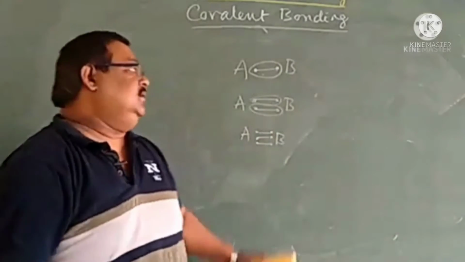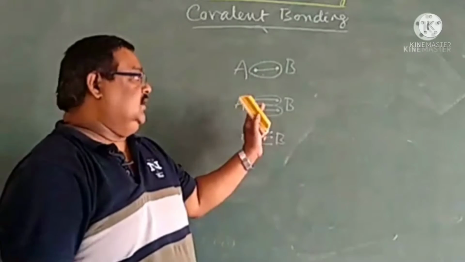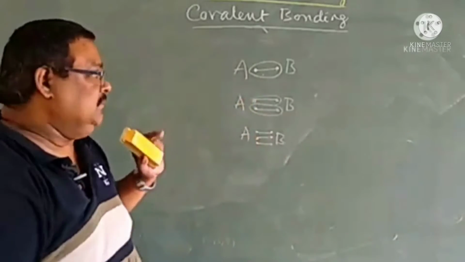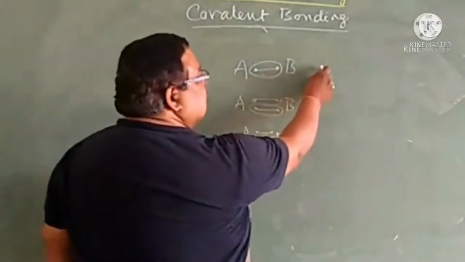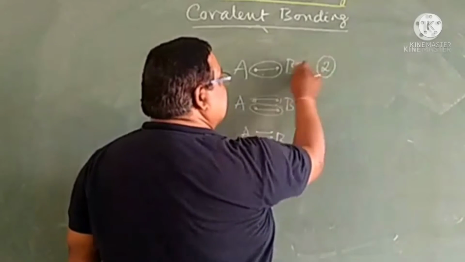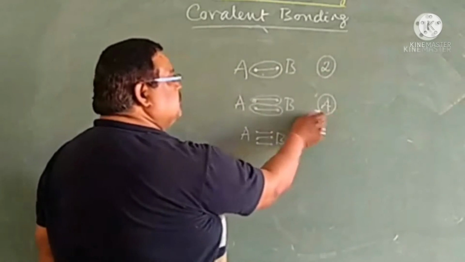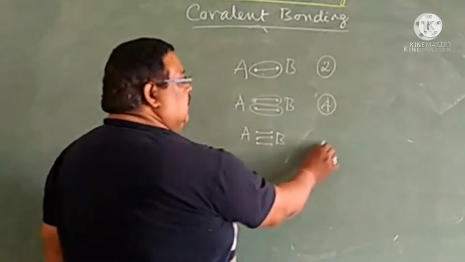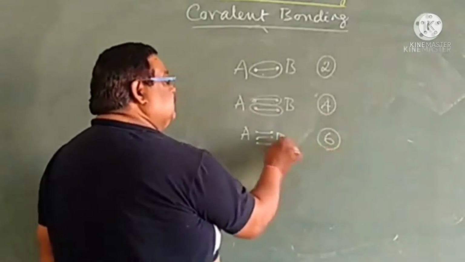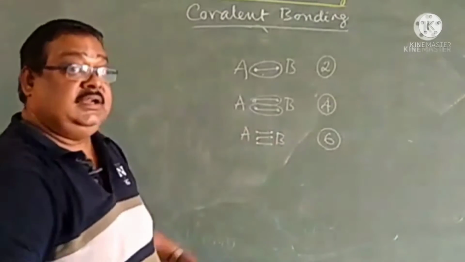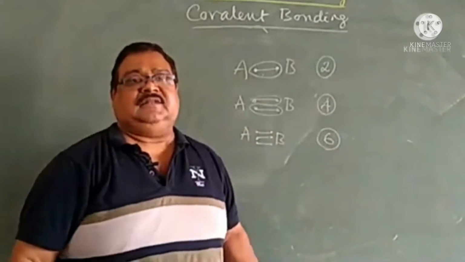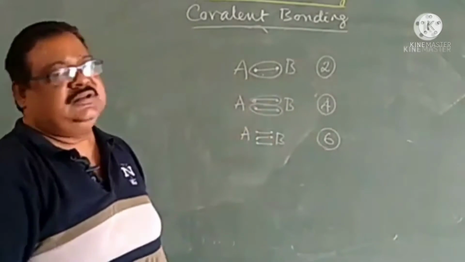So a covalent bond can be a single bond, a double bond, or a triple bond. That means if two electrons are shared between two atoms, then a single bond is formed. If four valence electrons are shared between two atoms, a double bond is formed. And if six electrons are shared between two atoms, an equal number from each, then a triple bond is formed.